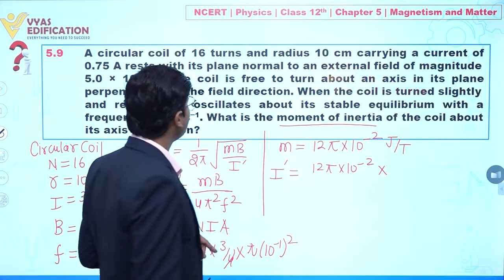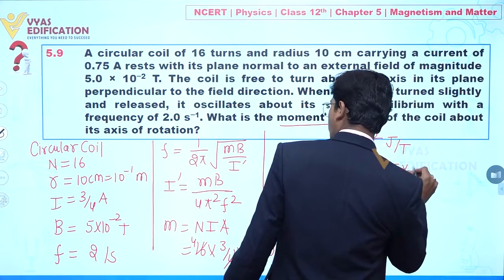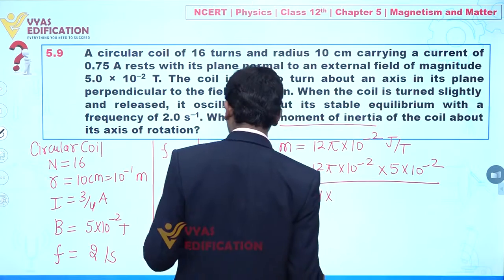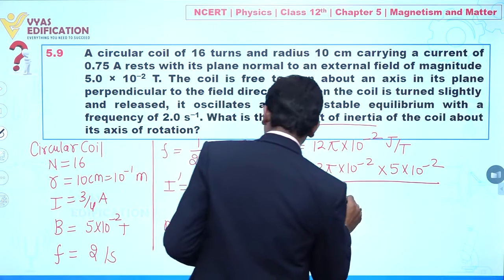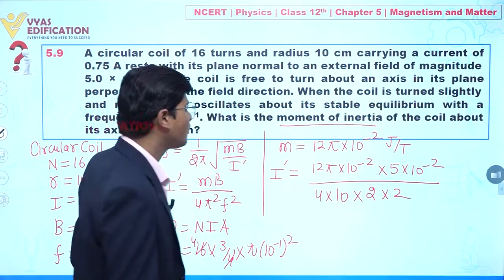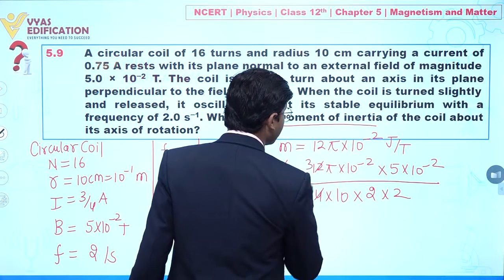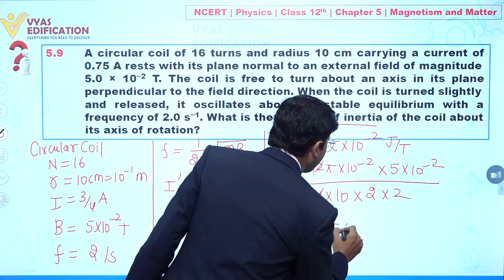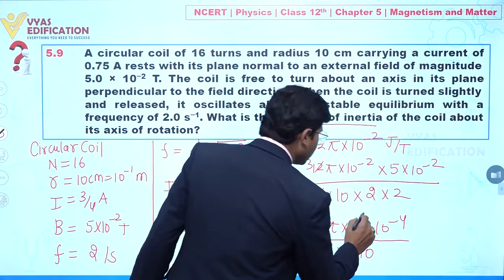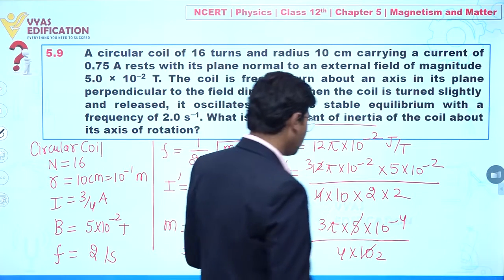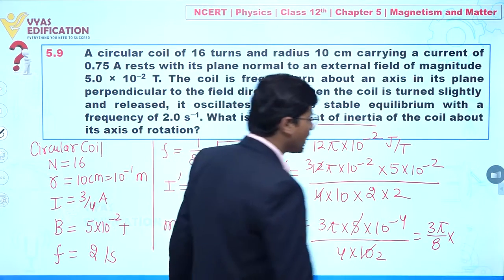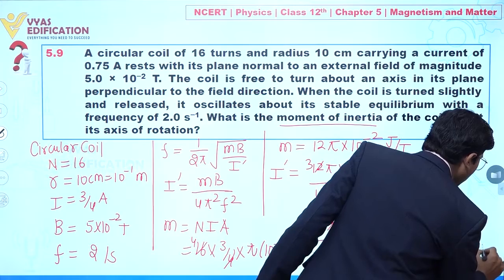Clear? And now the value of B is given as 5 into 10 to the power minus 2. Clear? It is divided by 4 pi square. So I can say 4 into pi square, I am approximately taking, that is 10. Clear? And f square means this is 2, so 2 multiply 2. Clear? Now we just have to simplify it. So from here we can say this one is 3. Clear? So this is equal to 3 pi into 5 into 10 to the power minus 4 divided by, I can say, 4 multiply 10. Clear? So we can say this one is 2. Clear? So from here you can write this is 3 pi by 8 multiply 10 to the power minus 4, and this is in unit kilogram meter square.